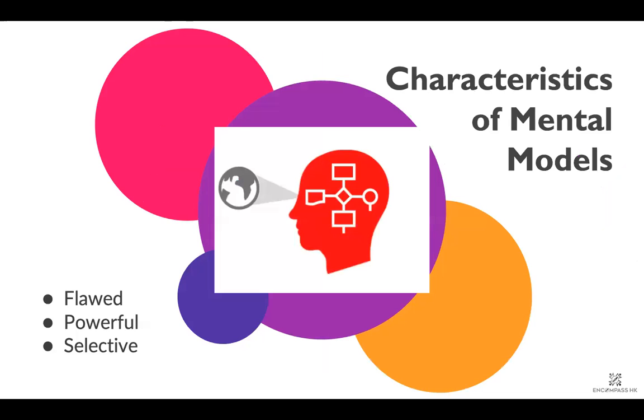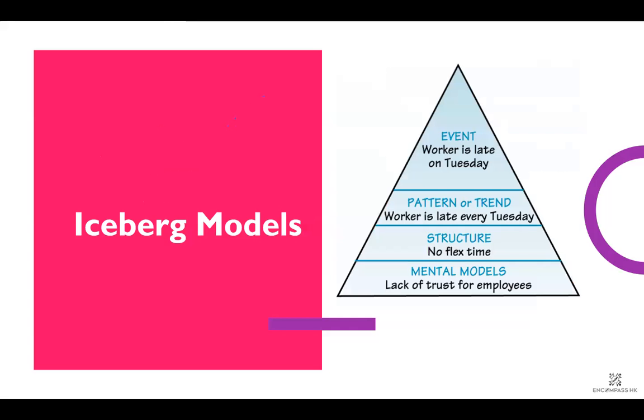Sometimes they are affected by perception of reality. They are also very powerful. They drive the actions we take, but they are also selective. So we need to know the downside of mental models. So here's an example.